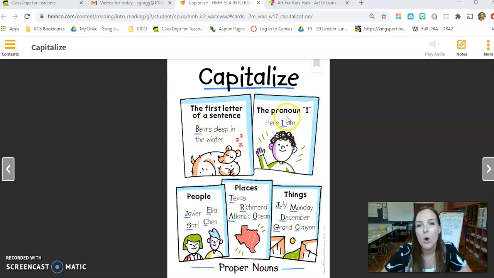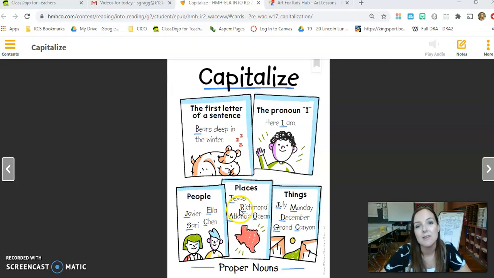The next thing we need to always remember is anytime we use the word I, when we're talking about ourselves, it's capital. So here I am. We want to make sure we always capitalize the letter I when it's by itself. Other things we capitalize always are the names of people. So just like when you write your name, it has a capital letter, you need to capitalize the names of other people as well. So for example, if you write Mrs. Gregg, you would have a capital M and a capital G.